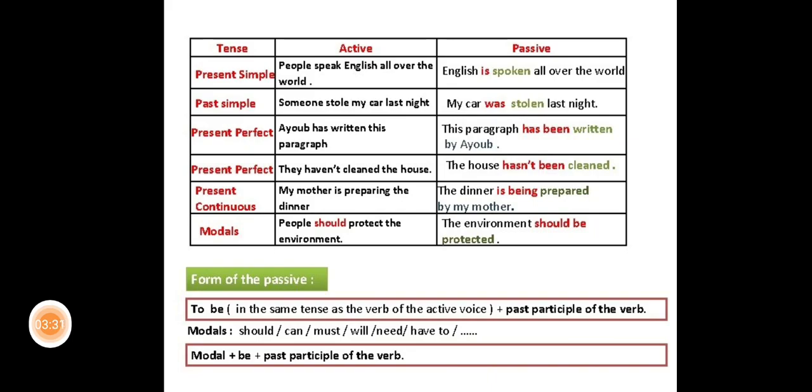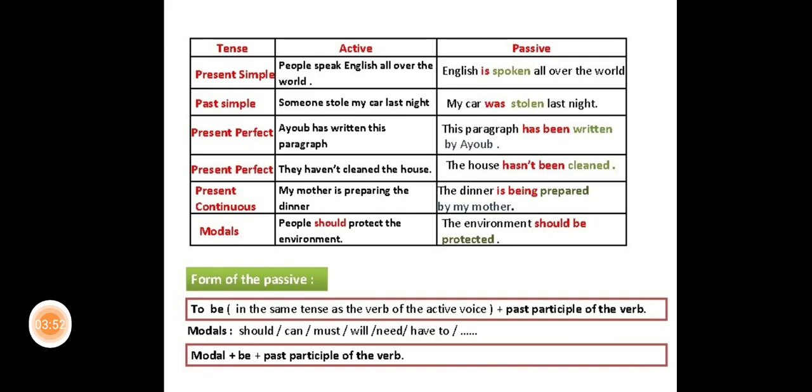Speak, that's present simple, right? So what is the verb be of the present simple? Is, are. Singular is. And the past participle of the verb speak is spoken. That's it. So, English is spoken. That's the passive sentence. All over the world, that's additional information.